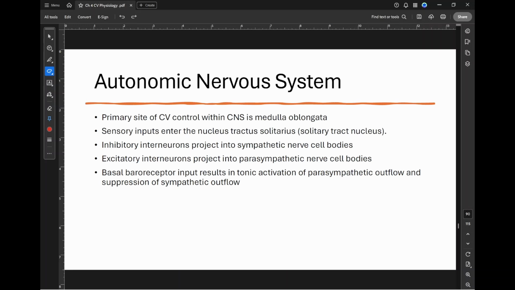And we have these basal baroreceptor inputs, which result in tonic activation of the parasympathetic outflow, so we're increasing the stimulatory part of the parasympathetic, and suppression of sympathetic outflow. We don't want the sympathetic system working all the time. That's that underlying stress that's happening all the time with your sympathetic nervous system being active. So we want that to be calm. Parasympathetic needs to be in control.